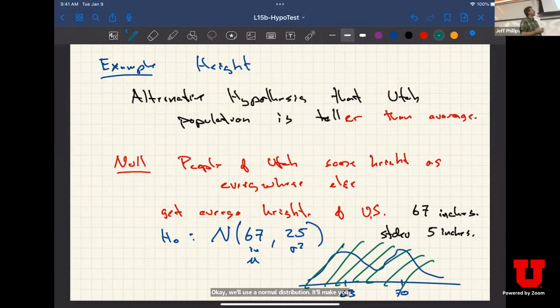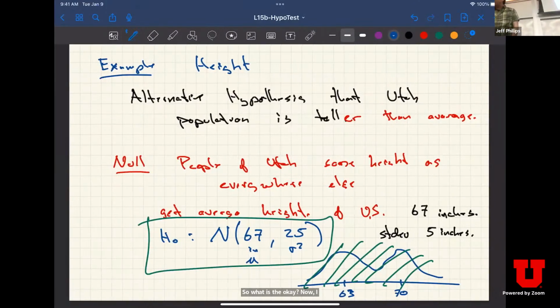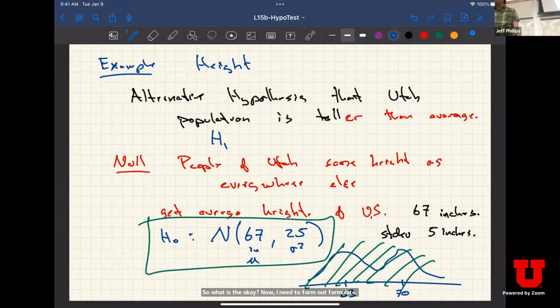If I were trying to do this, I might just look at the biologically male or biologically female as the test, and do those separately. Or I could try to have a more complicated distribution with more parameters I'd have to tune. So okay, great. To start out and simplify, this is going to be our null distribution.